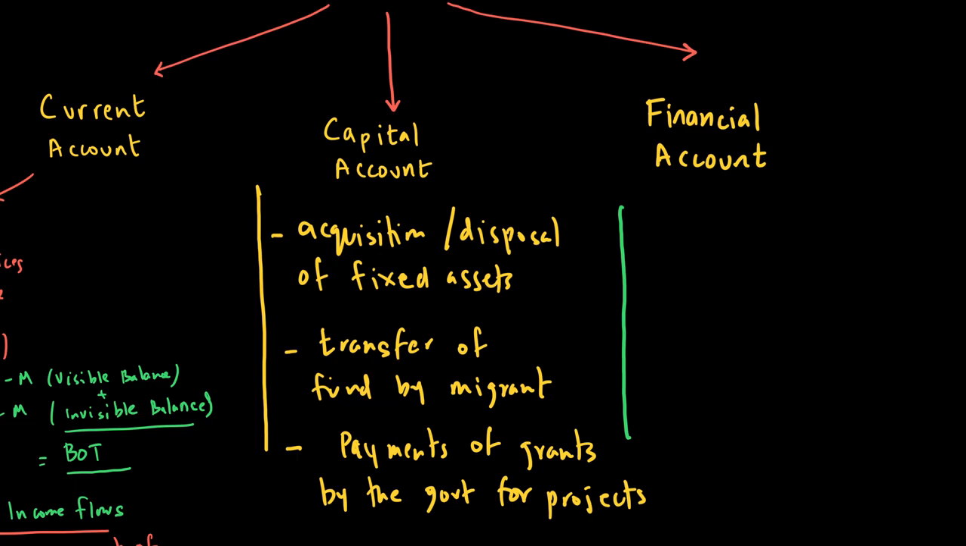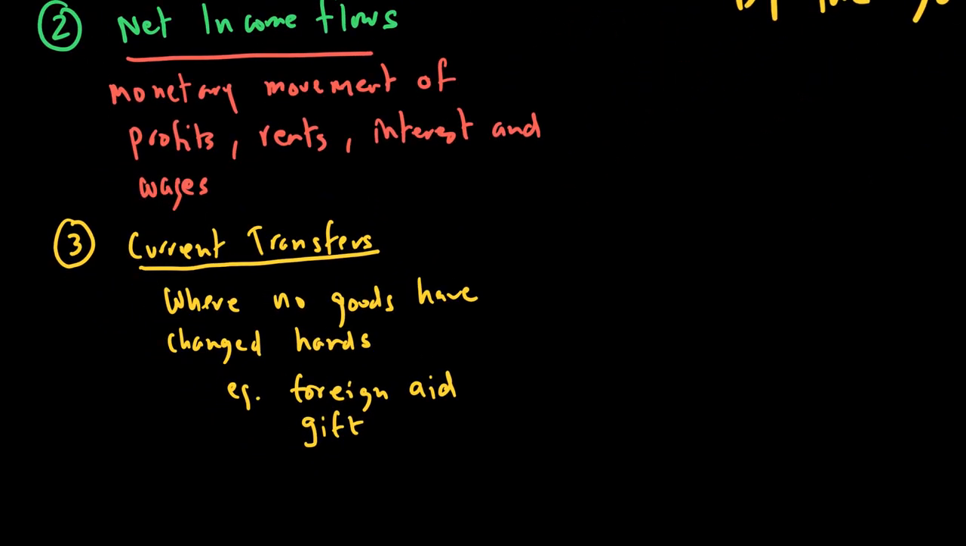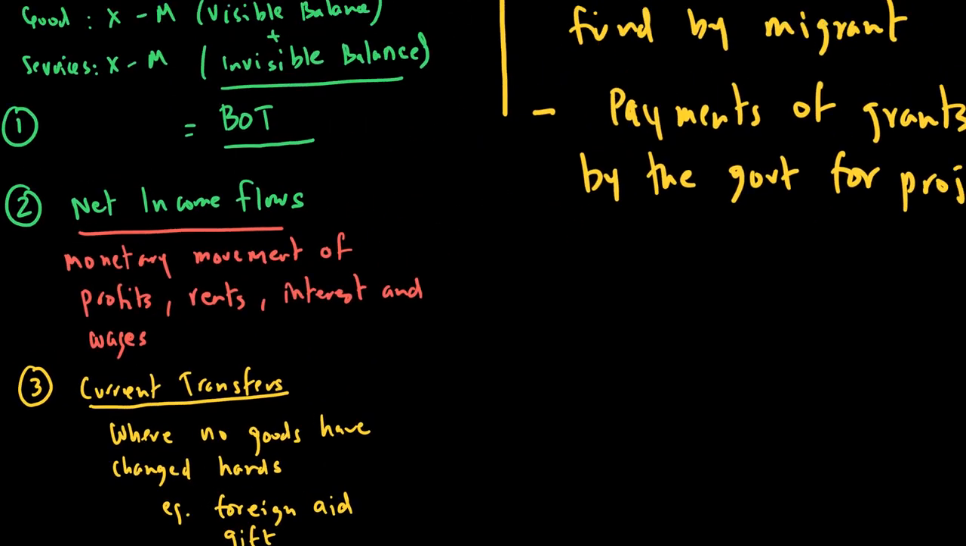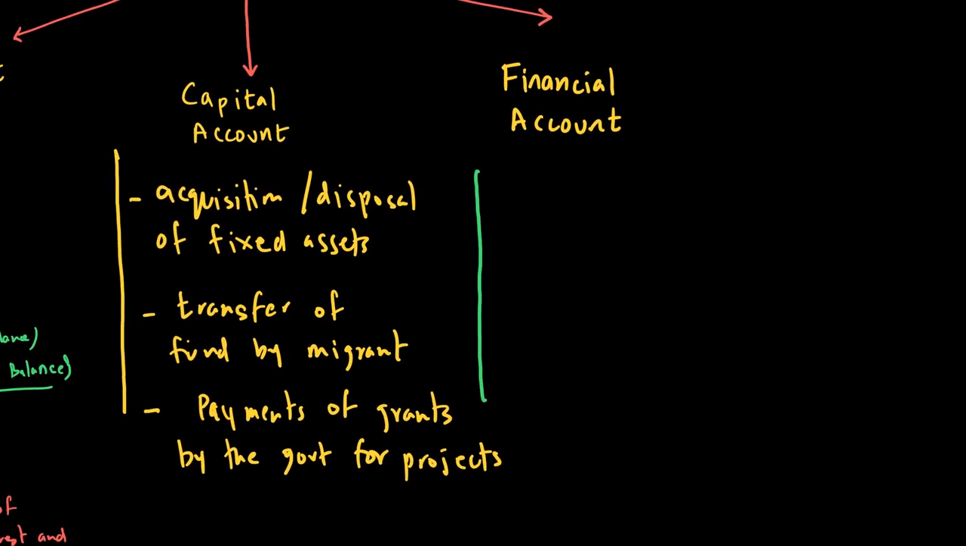So the difference between this one and transfer payment is that transfer payment may not have any sort of project attached to it. So all the transfer flows that we saw in our current transfers in our current account is different from this money, because this is where the government is getting money for a particular project. While your current transfers could be simply foreign aid which may not have a project attached to it. So there is a difference here that we need to understand. The more important account after current account is basically our financial account.